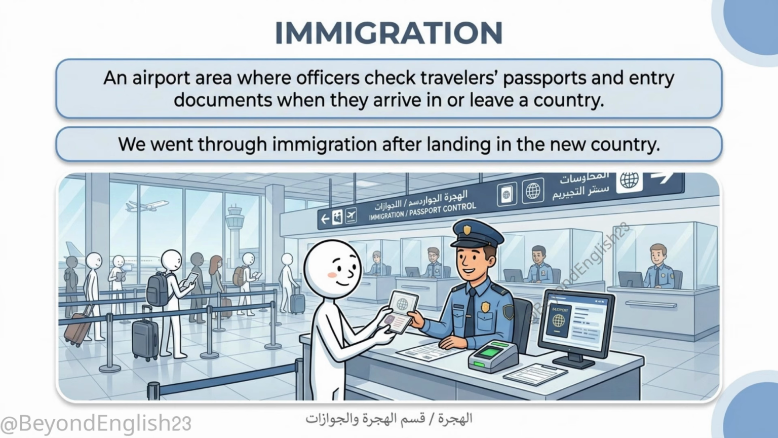9. Immigration. Immigration is the process where government officers check travelers' passports and documents when they enter or leave a country. Example, we went through immigration before collecting our luggage.